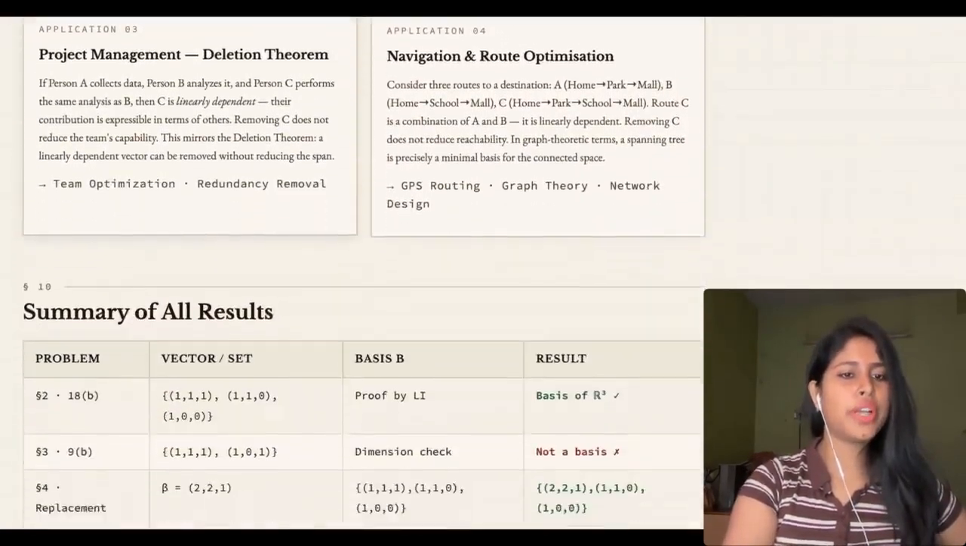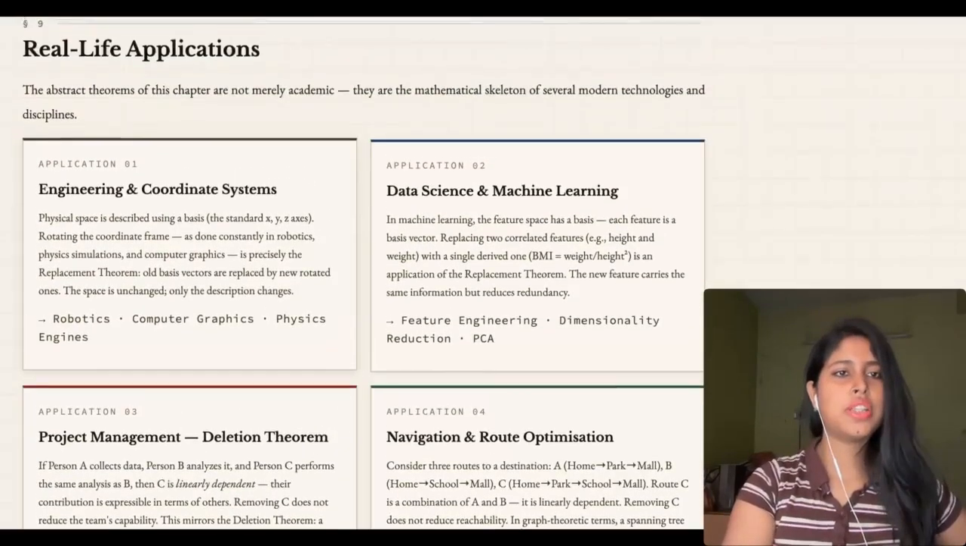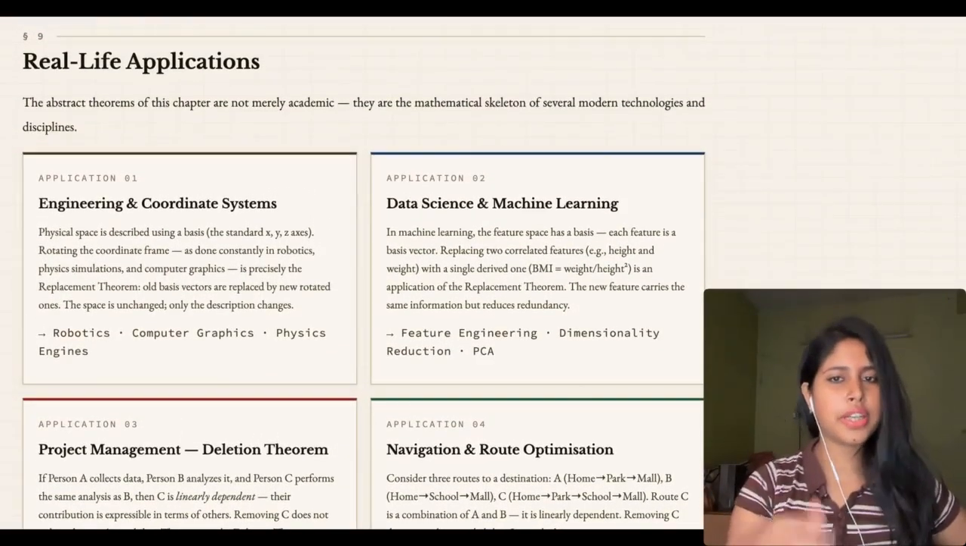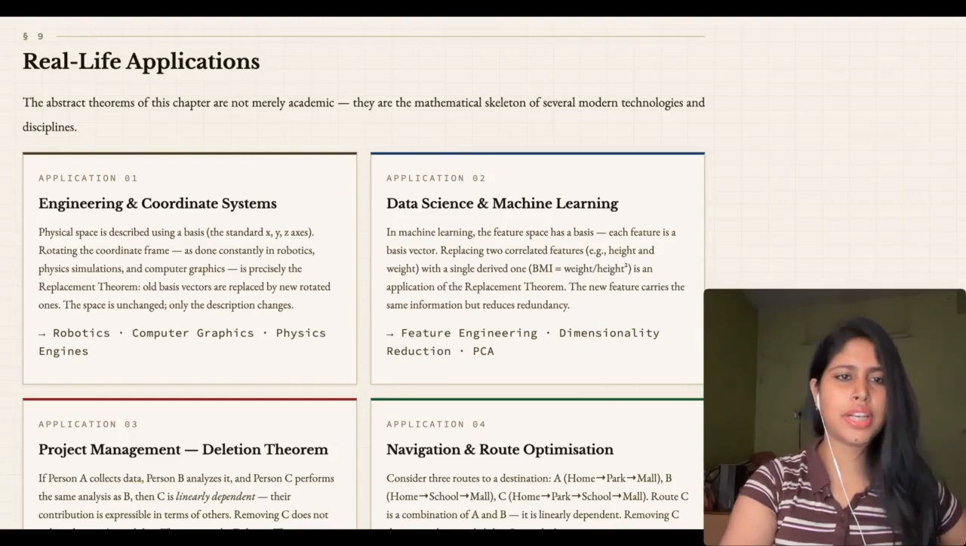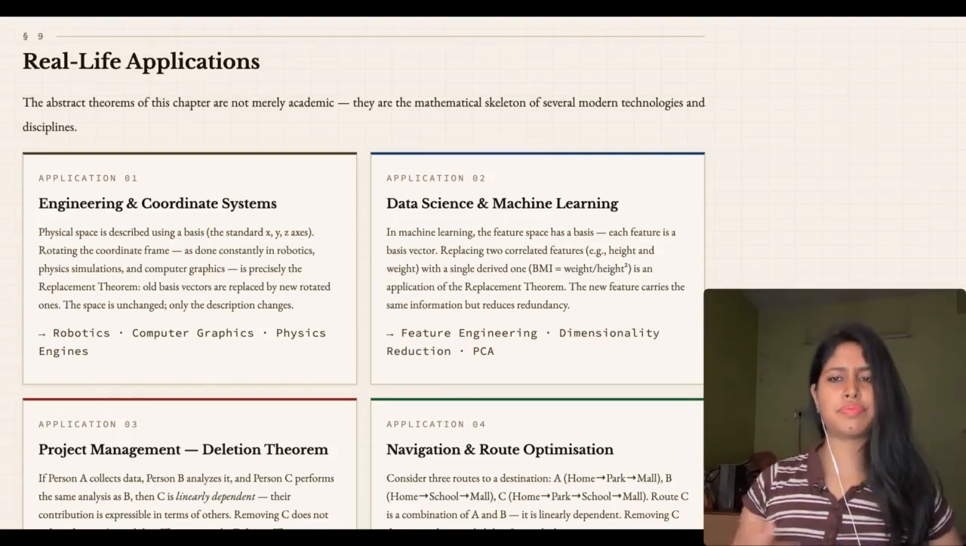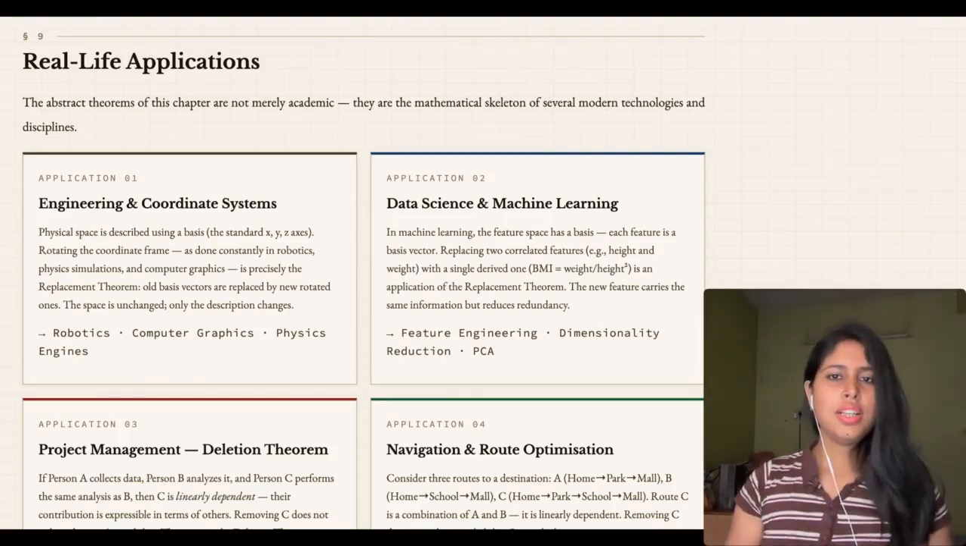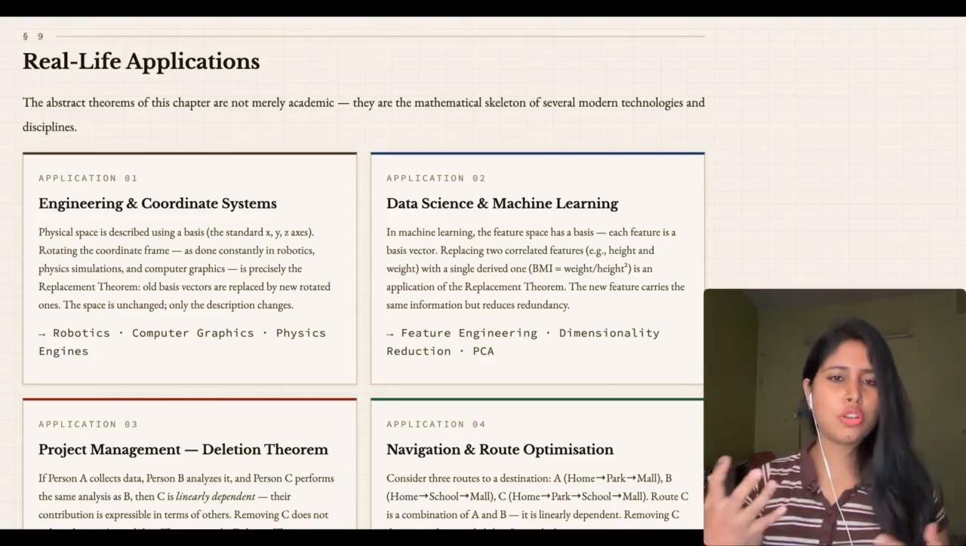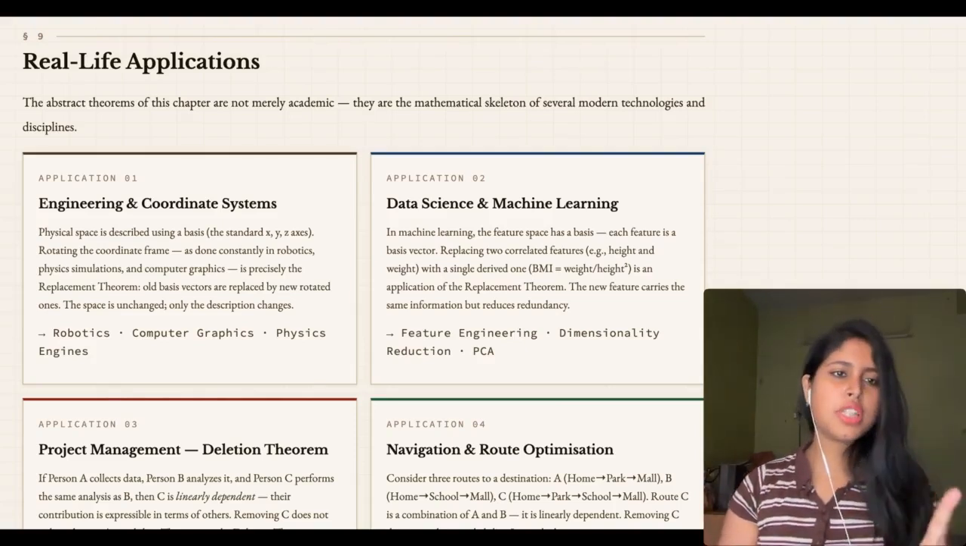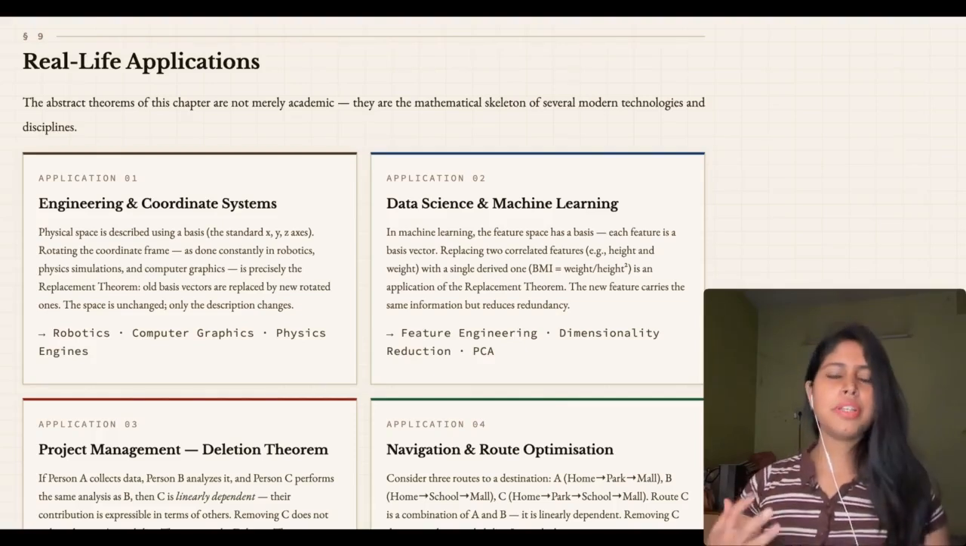Now we are coming to real life applications. Okay, so these are the real life applications. First we will understand the real life application in linear algebra of the replacement theorem. The first point which you can see is engineering and coordinate systems. Now let me explain.